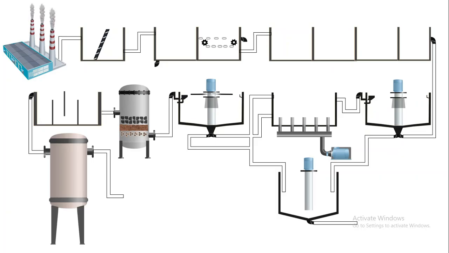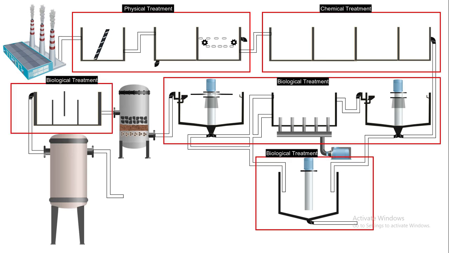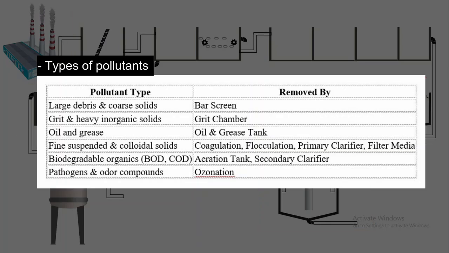Wastewater can be treated using three main types of processes, depending on the type of pollutants and the desired level of purification. In this video, we will discuss only common type of pollutant and its removal process by unit processes.